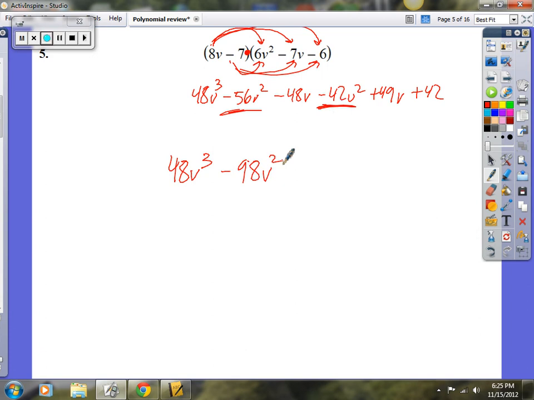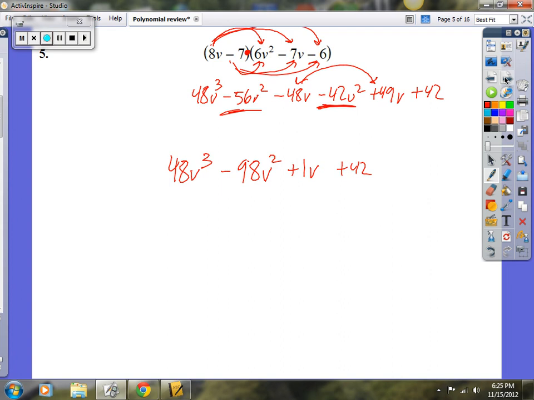And then these guys go together. Your negative 48 and your plus 49. And that is going to be a positive 1v and then plus 42.